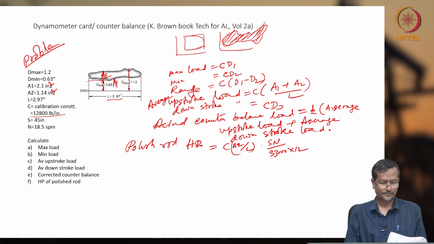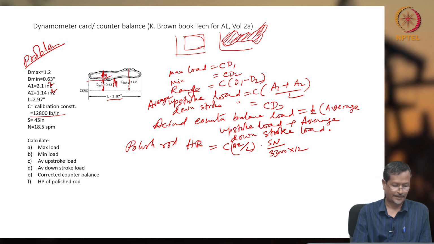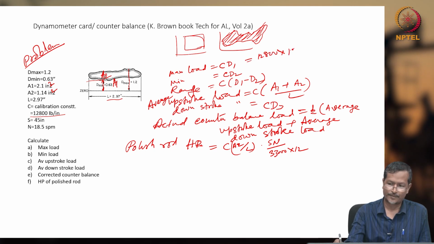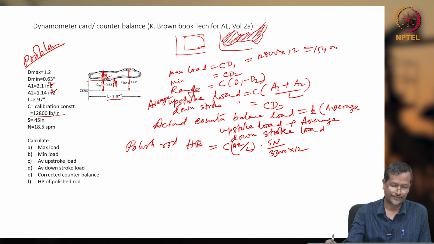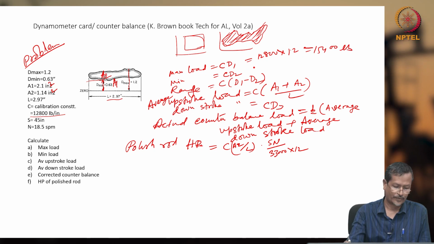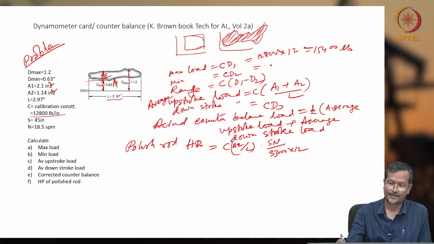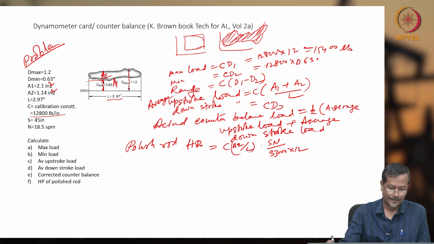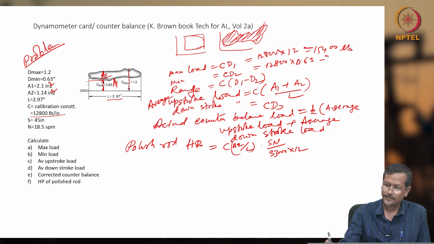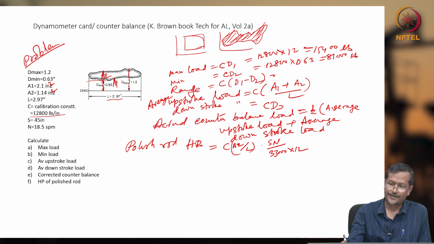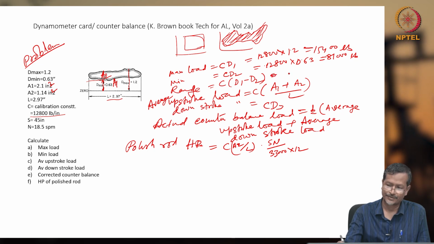Now the calculation. The max load C D1 equals 2800 into 1.2 equals 14500 pound. The minimum load equals C into D mean, 2800 into 0.63 equals 8100 pound. Range is not required now.